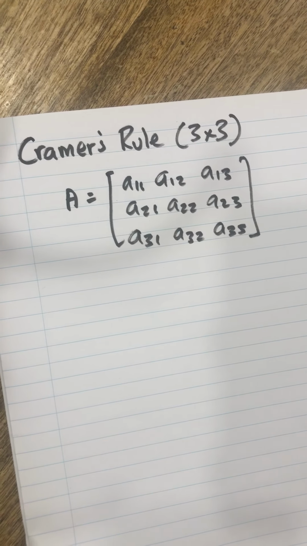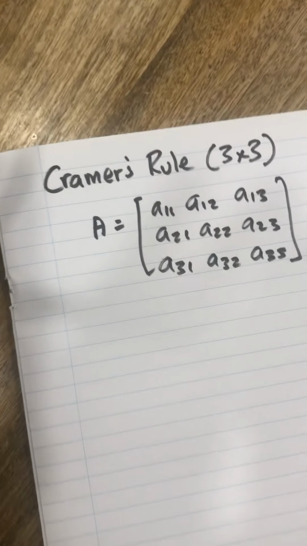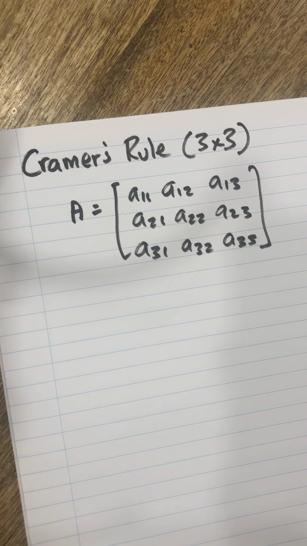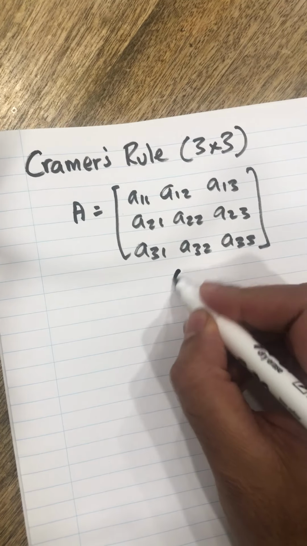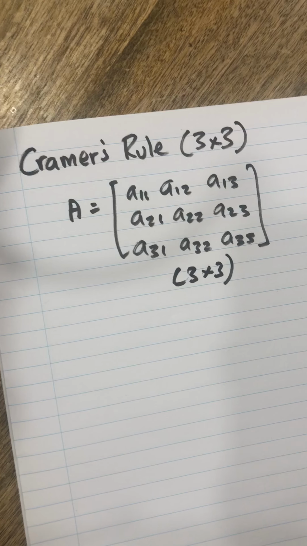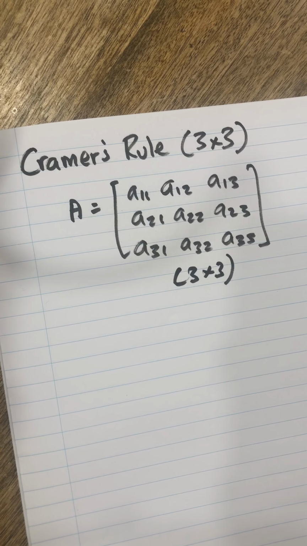Okay, so in this video, what I'm going to show you guys is how Cramer's rule applies to a 3 by 3 matrix. Essentially, what we're talking about now is a system of equations which has three equations and three unknowns.